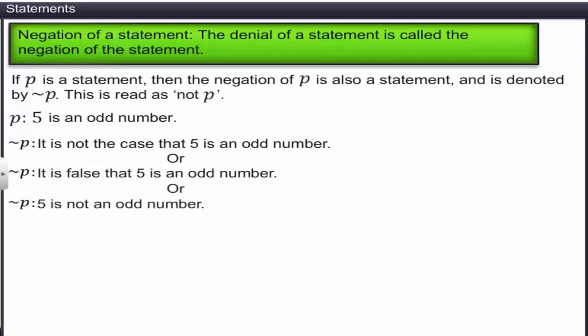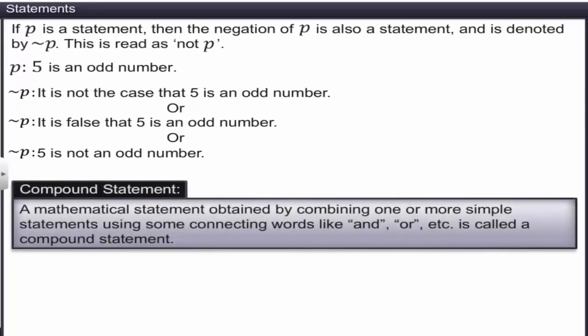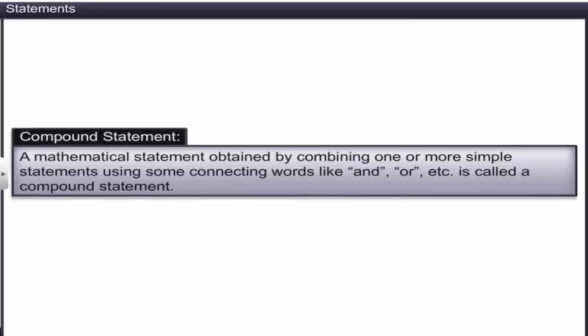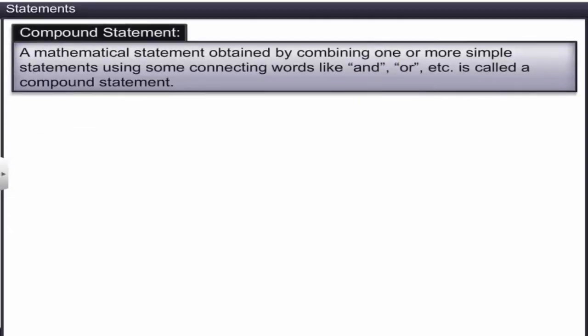Many a times, we come across simple statements that we need to combine into a single statement. Such statements are called compound statements. A mathematical statement obtained by combining one or more simple statements using some connecting words like and, or, etc. is called a compound statement. Generally, we use the words and, or, and so on to connect simple statements.